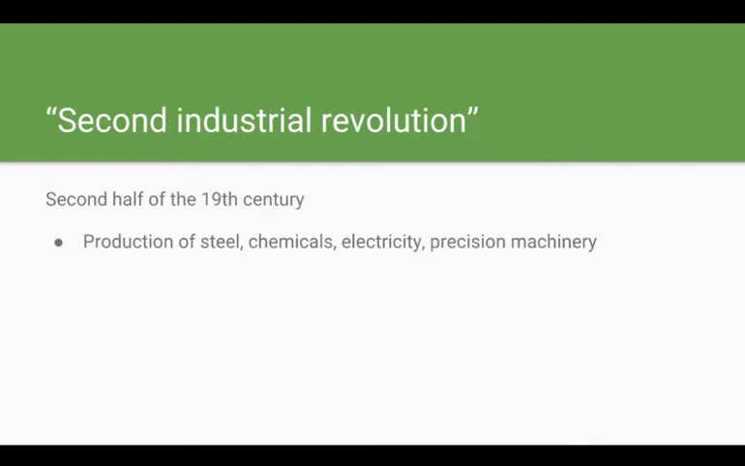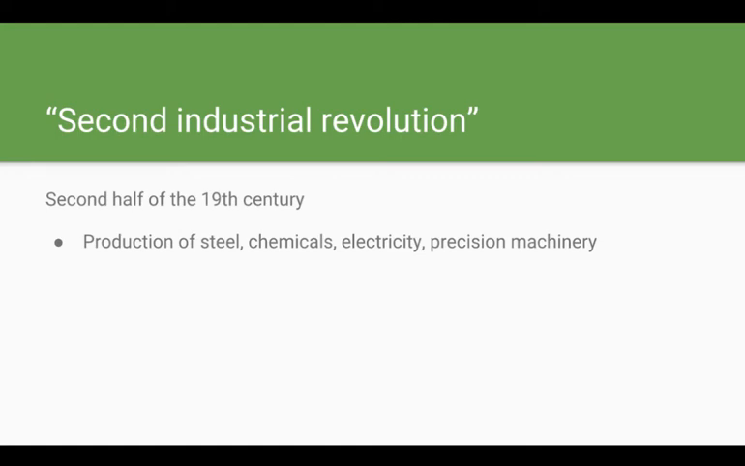So the book talks about the second industrial revolution. And this is about 100 years after industrialization started, and we have the production of steel, which is going to make skyscrapers and railroads possible, more chemicals that are used in manufacturing. Electricity becomes an energy source instead of coal-burning steam engines.